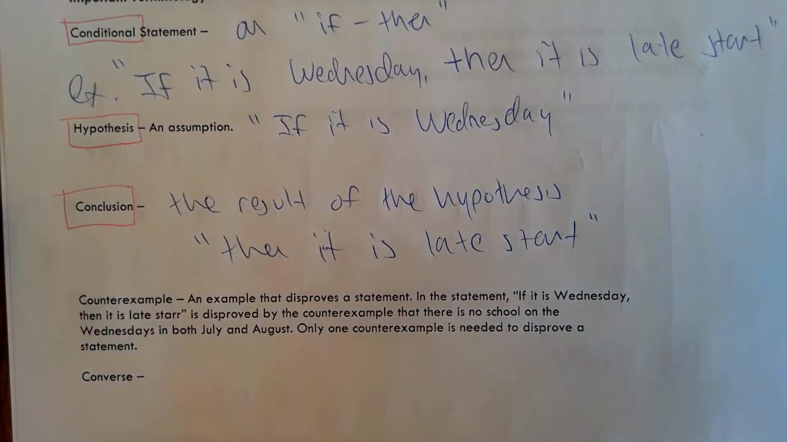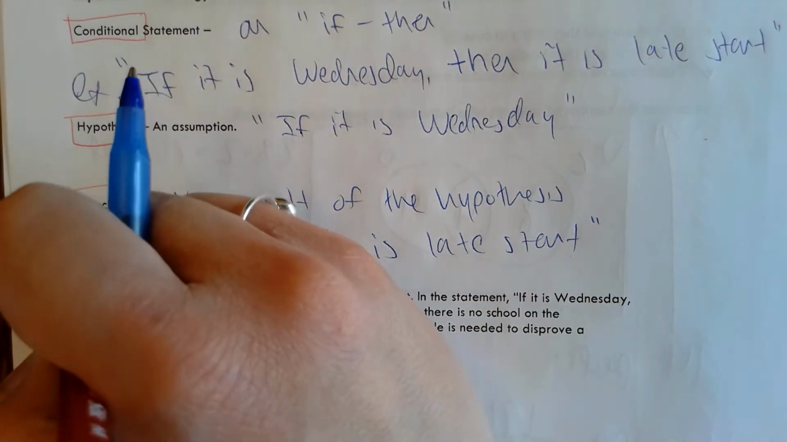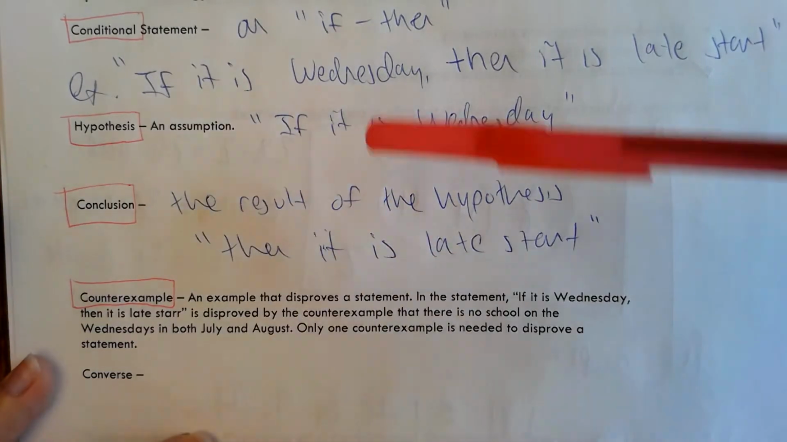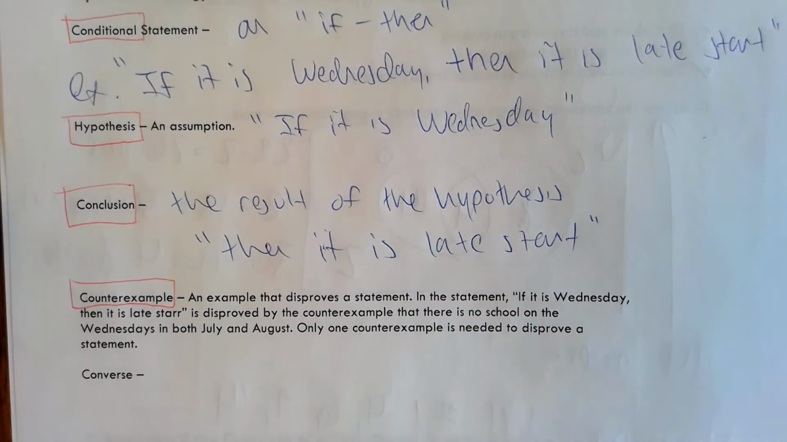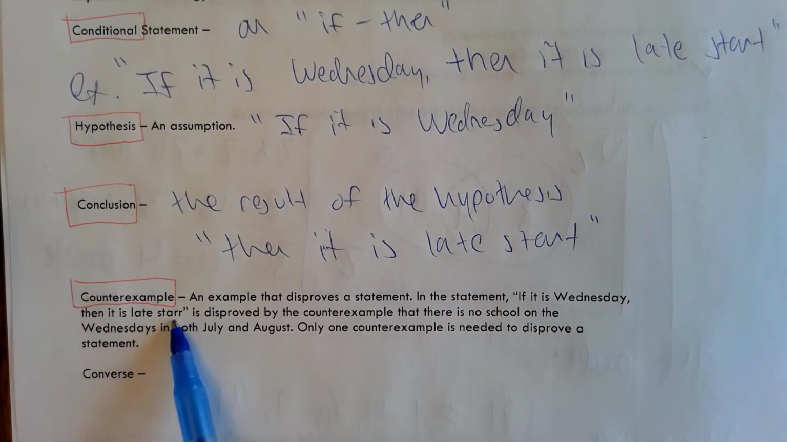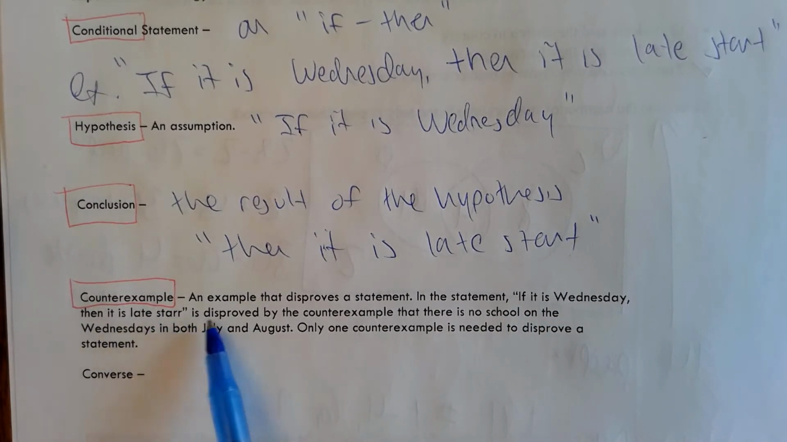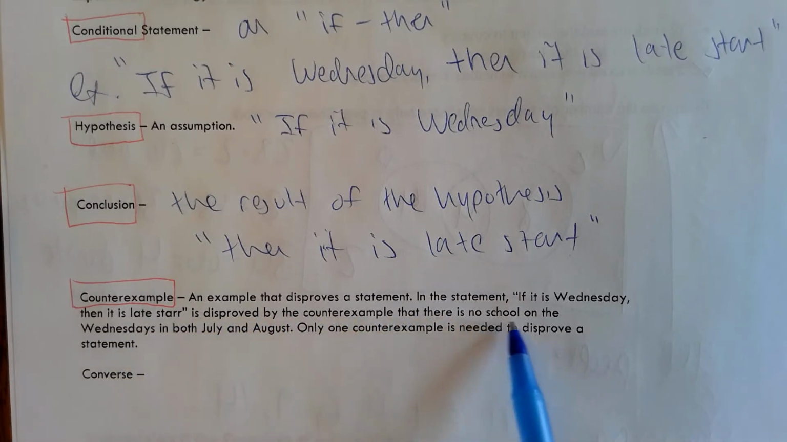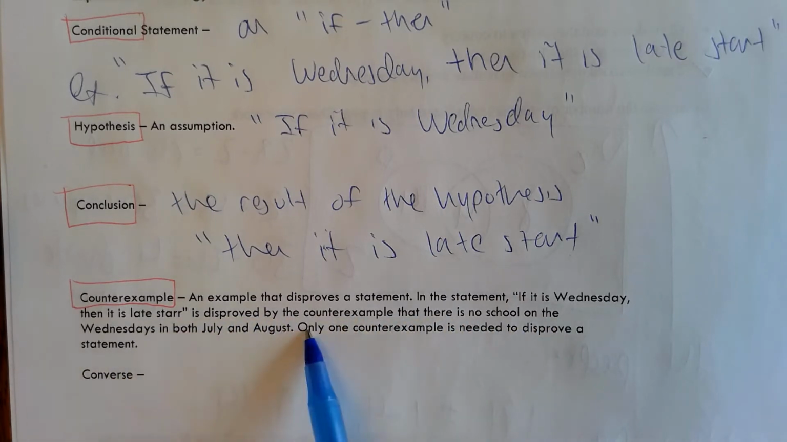Alrighty, here's another one. Counterexample. A counterexample is one example that proves something wrong. So, for example, if it is Wednesday, then it is late start. There's supposed to be a T right there. Is disproved by the counterexample. There's no school on Wednesdays in both July and August. Because if you're in July and August, well, there's no school at all. So I guess it's not late start.